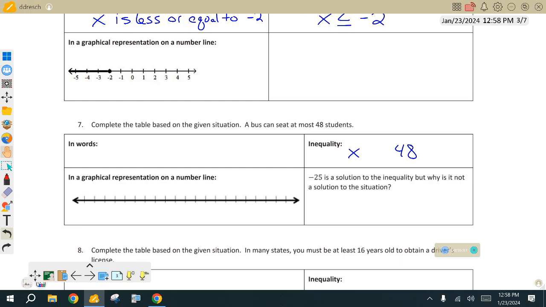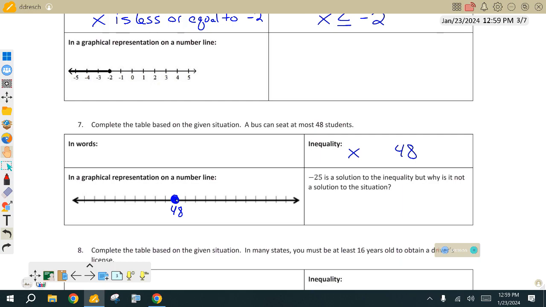So on here, we're going to be at 48 on our number line. Where's 48 on our number line? I'm always going to circle it. Can we be exactly 48? When they say it can be at most 48 students, can we have exactly 48 students on there? When they say the word at most. Yes. At most means inclusive. At most means we can, so we're going to close it.